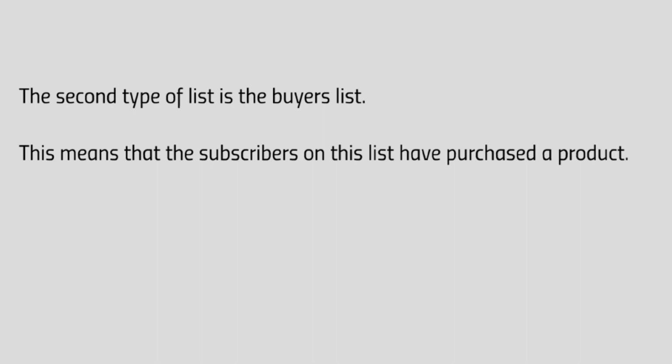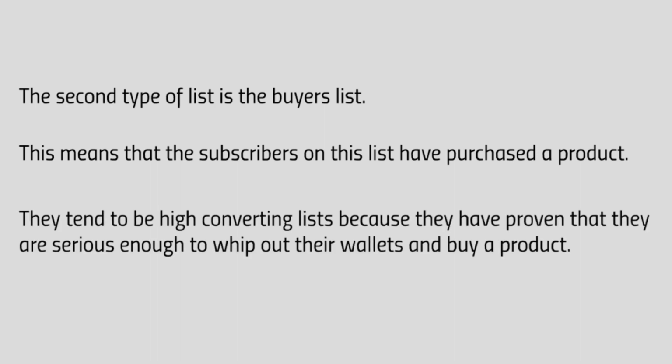Now, the second type of list is a buyer's list. This means that the subscribers on the list have actually purchased a product. So say, for example, somebody lands on your sales page, you're selling them something like a $7 or $17 item or whatever price point it is, they buy it, and they get added to your list. So that is basically a buyer's list. Now, these types of lists tend to be very high converting because they have proven that they are serious enough to whip out their wallets or their credit cards and buy a product.